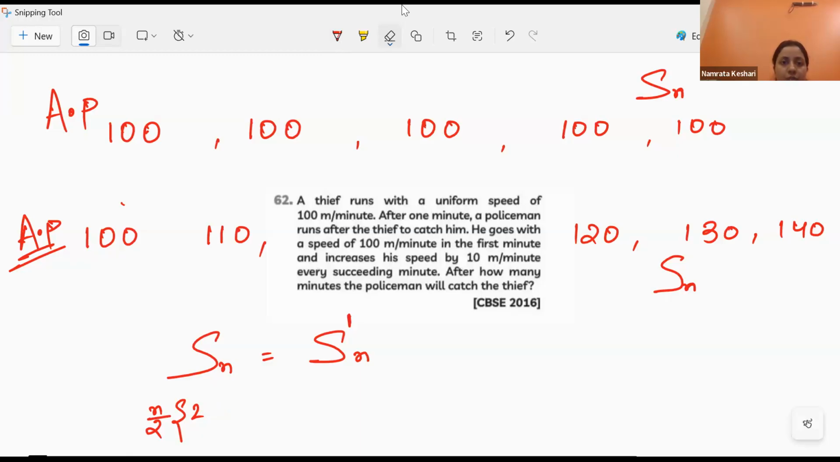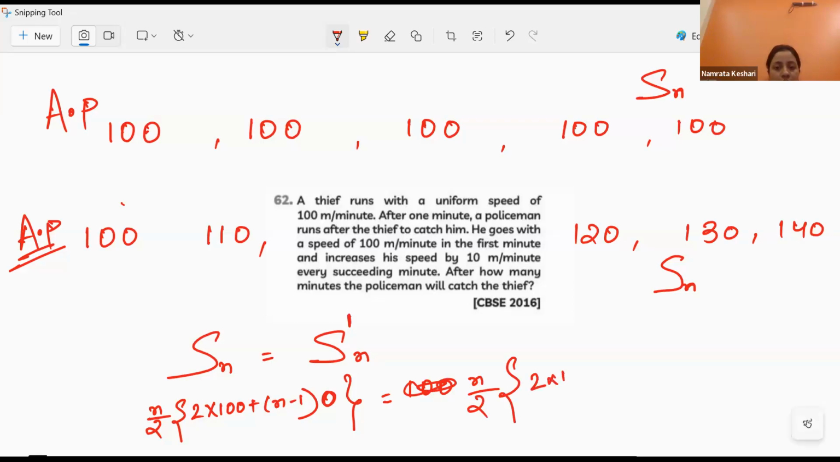I am talking about the first term, okay? The first AP, n by 2, 2a, 2 into 100 plus n minus 1 into d. D common difference over there. Can you see what is the common difference in the first AP? 0, right? And in the next AP, 100, okay, n by 2, 2a, that is 2 into 100 plus n minus 1 into d. D is 10. Let's quickly find n by 2. We can see n by 2 is just going. Okay. And here, what are we getting? 200.